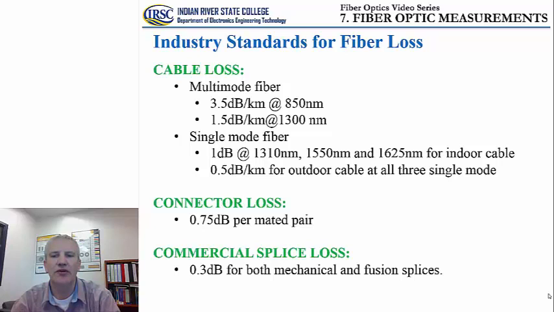For all three single mode operational wavelengths that are listed here. If we are talking about the connector loss, then the standard or maximum allowable connector loss will be 0.75 dB per mated pair. So every time you install a connector and do a measurement over the connector, you want to make sure that you are below this number, because this is the maximum allowable loss for a mated connector pair. And finally, if we're talking about the splice loss, we're talking about 0.3 dB loss for both mechanical and fusion splices. So these numbers are very important.